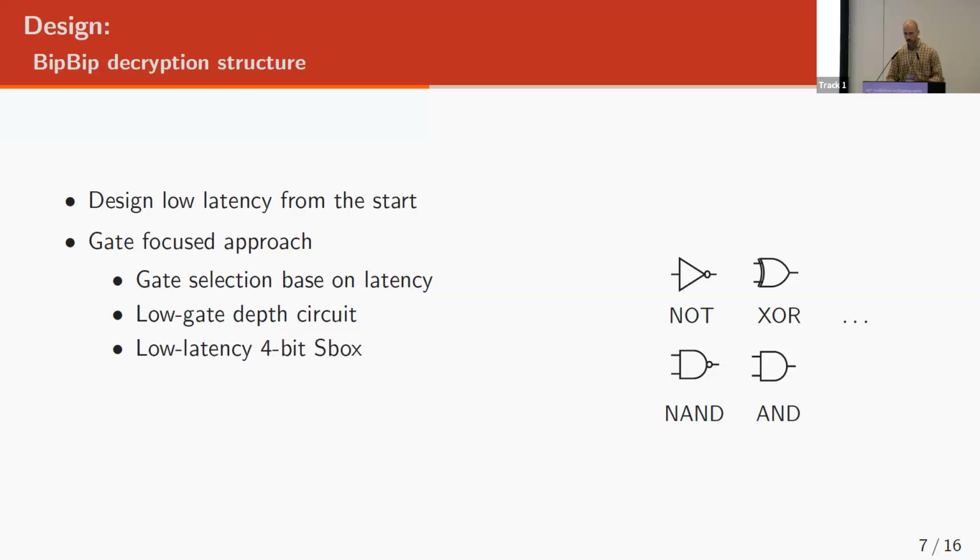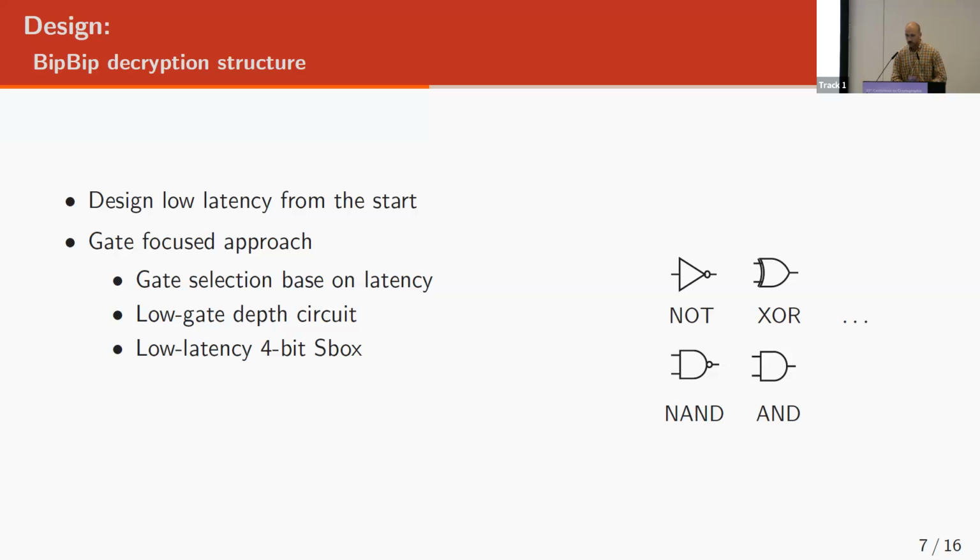Also, we thought about the depth of the circuit. If you have a very deep circuit and you have to pass through a huge number of gates, then it will make it very heavy. And therefore, you want to reduce this as much as possible to reduce the critical path.